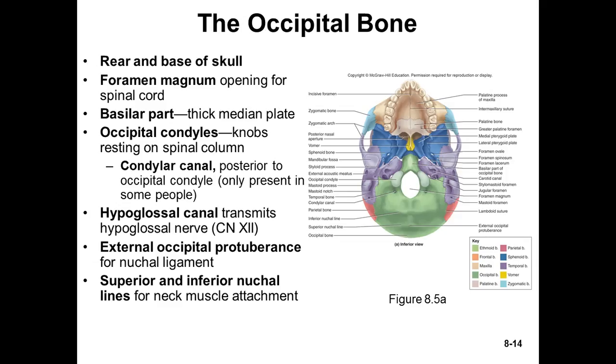C2 is the one that allows you to say no. The occipital condyles rock back and forth on top of the atlas, which is C1, allowing you to say yes, and C2 allows you to say no.